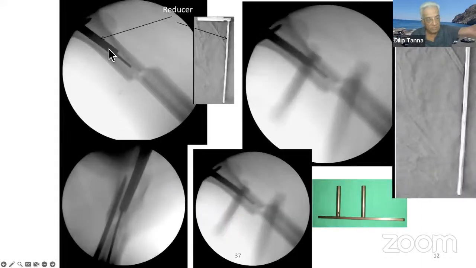So now you ream it. Once you have reamed it, you introduce this device into the proximal part.